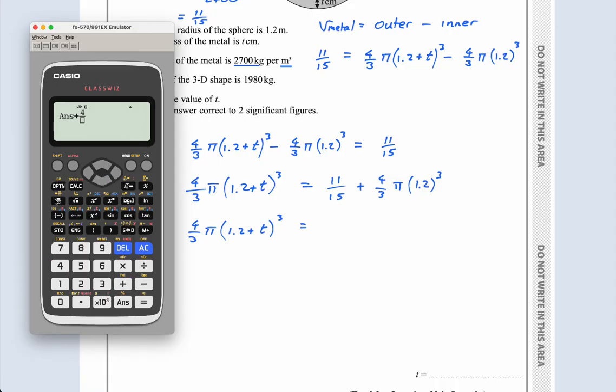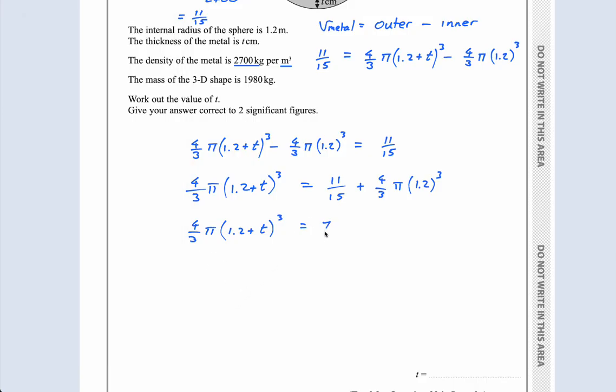4 over 3 times pi, which is here, use the pi button, times 1.2 cubed. So this is 7.9716.